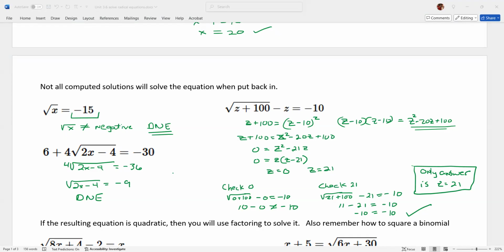However, 21, if I substitute it in, 21 plus 100 is 121. The square root of that is 11. 11 minus 21 does equal negative 10. So this answer is okay. The fact that I have a negative number here in this case doesn't necessarily immediately eliminate it because I do have this minus z that's not under the square root. So this requires me to actually check it to make sure. So one solution is no good, the other solution is fine.